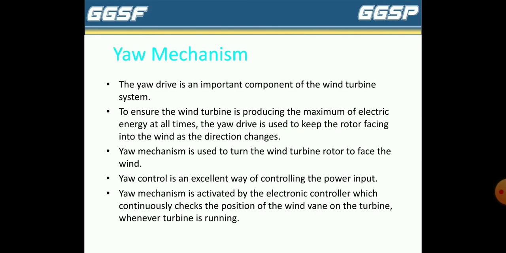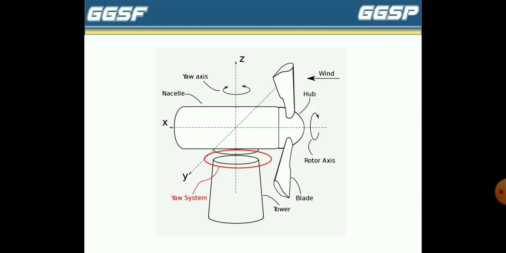Yaw mechanism. The yaw drive is an important component of the wind turbine system. Yaw mechanism is used to turn the wind turbine rotor to face the wind. Yaw control is an excellent way of controlling the power input. This is the picture of yaw system.